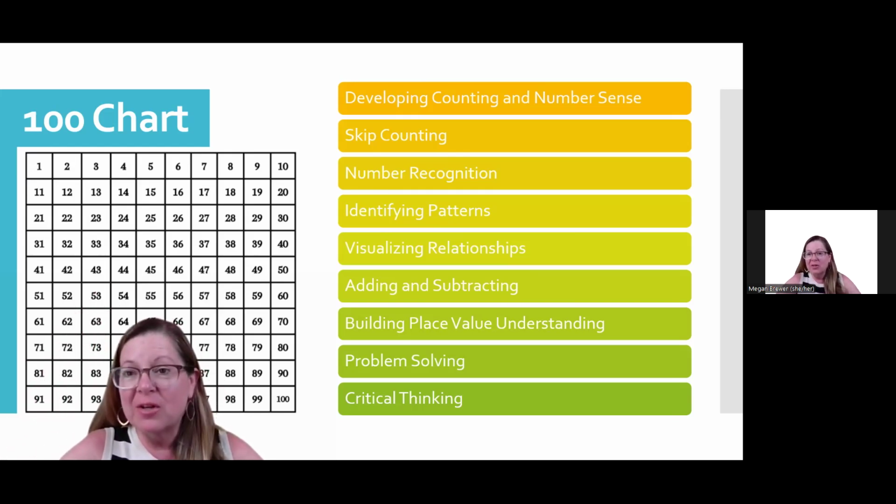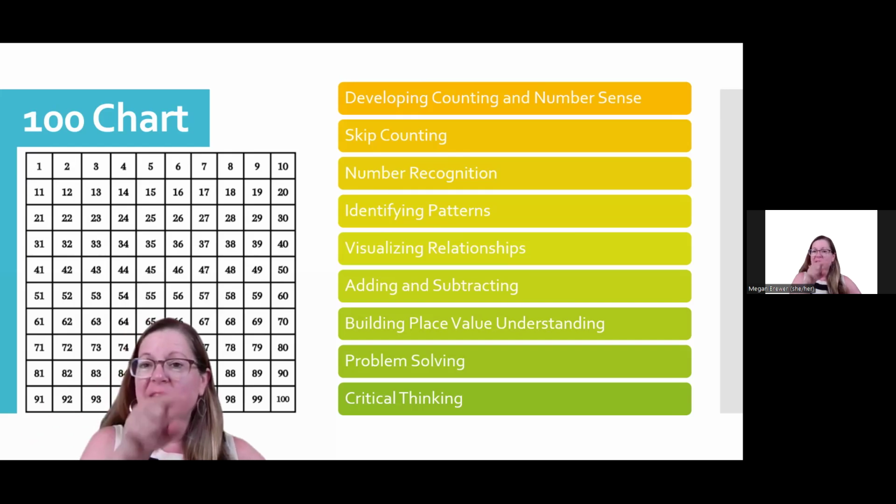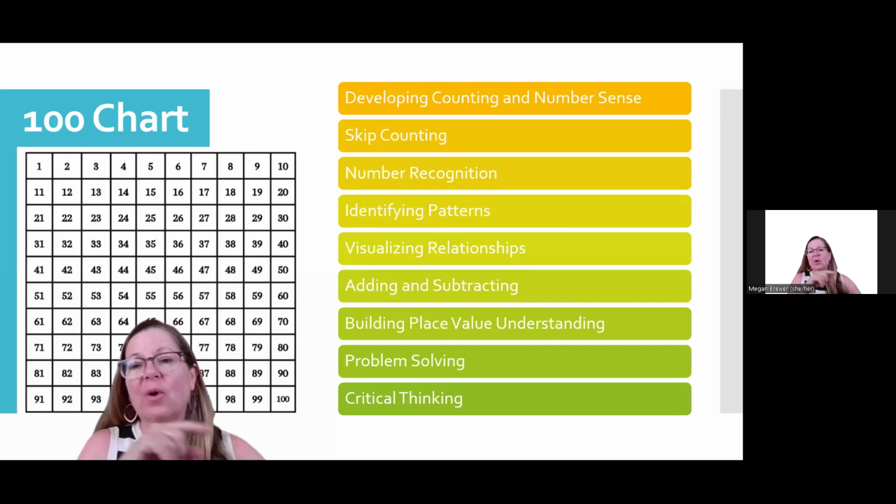What patterns do they notice? Where do the digits in the tens place stay the same? Where do they increase sequentially? Why is this? So there's so much you can do with the hundreds chart. For adding and subtracting, this chart can be used to visualize addition and subtracting strategies, especially the counting on strategy or counting back strategy. So much work can be done with the 100 chart.